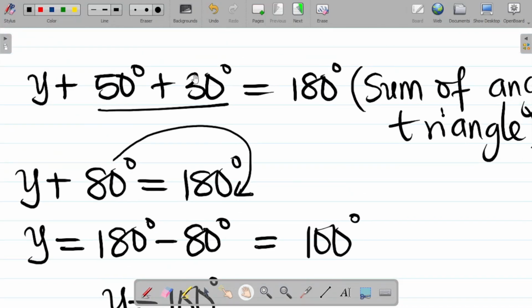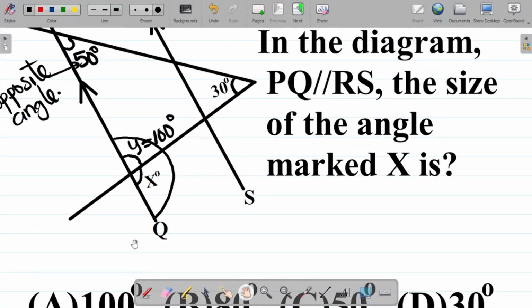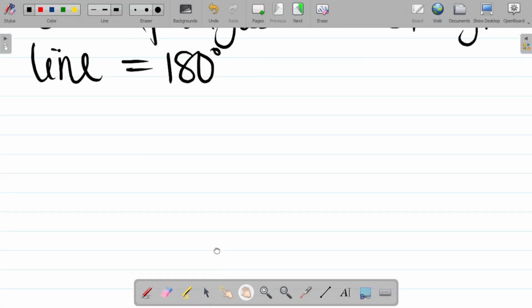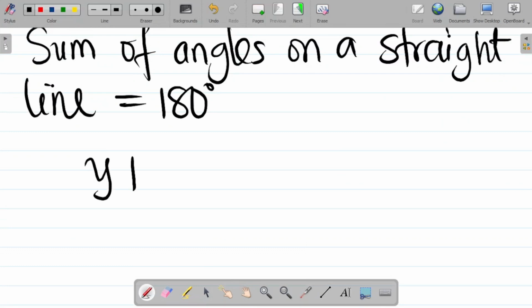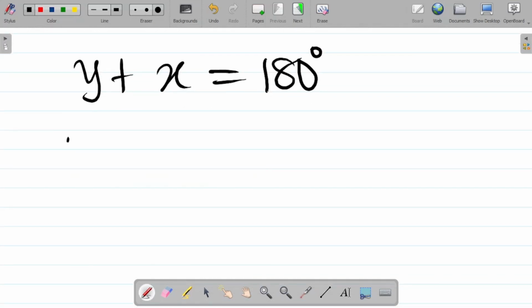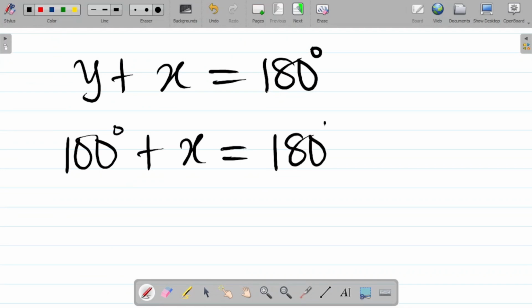What does it mean? In this straight line here, I have two angles, which are y and x. So we can say y plus x or x plus y, whichever one. So we can say y plus x is equal to 180 degrees. We already got the value of y as 100 degrees. So we have that y, 100 degrees, plus x, is equal to 180 degrees.